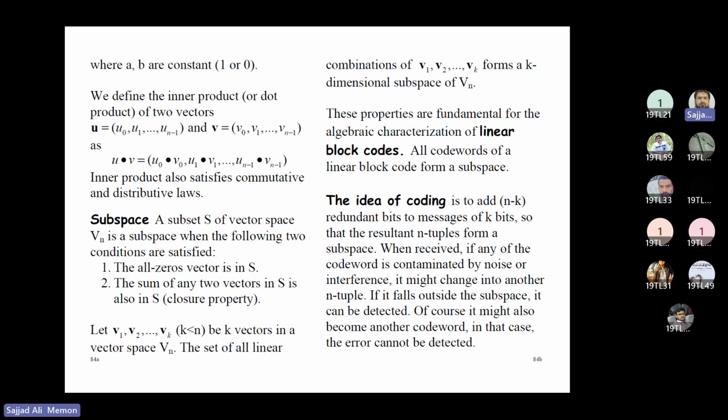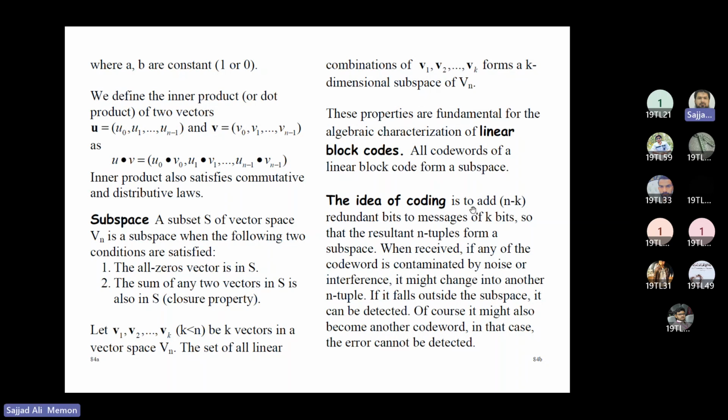Only if it satisfies the previous two conditions. That is, the all-zeros vector is in S, and the sum of any two vectors in S is also in S. These properties are fundamental for the algebraic characterization of linear block codes. All code words of a linear block code form a subspace. So the idea of coding is to add n minus k redundant bits to messages of k bits. From here you can see the vector space and subspace concept is the same as the n and k concept in block codes.